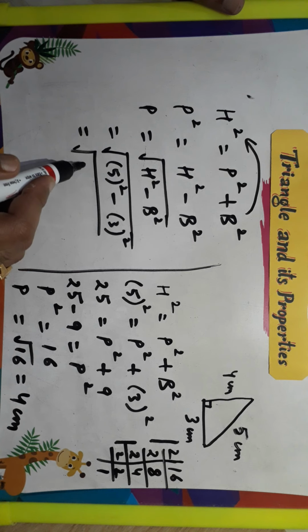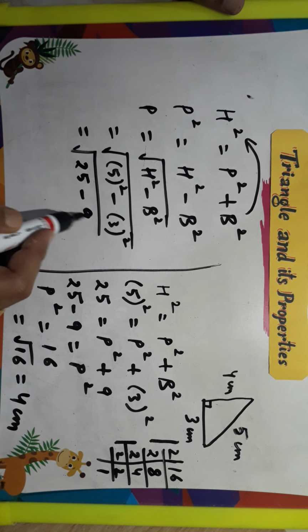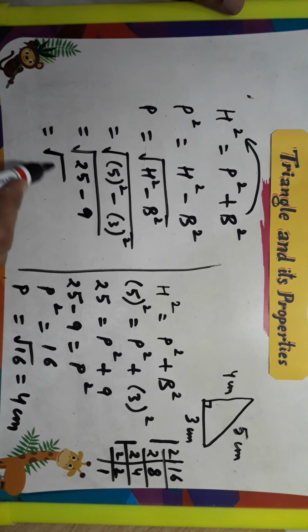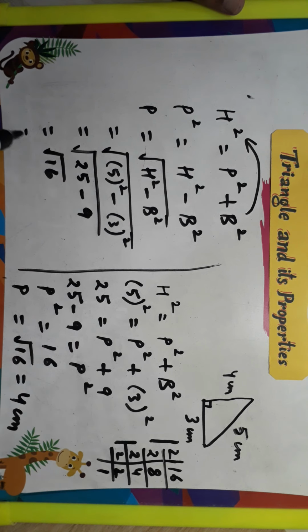Now this is 5 square, so 5 square is 25 minus 3 square is 9, and it is under root 16 as you people got over here. So now I have shown you with prime factorization, so the answer of this will be 4 centimeter. And in the same manner, if base is not given to you, you can find that even.